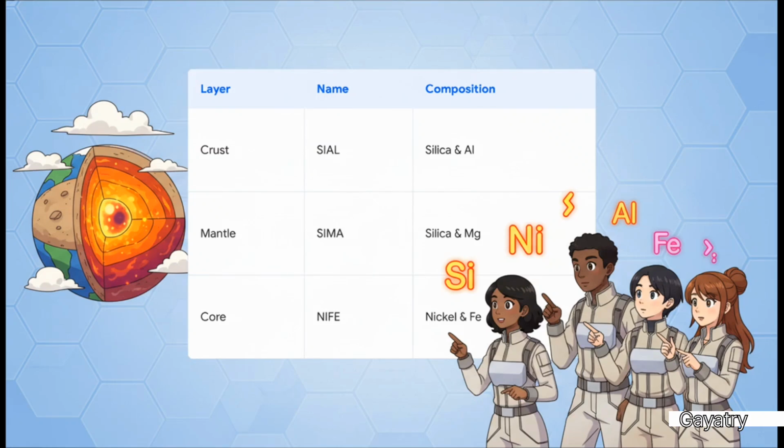Geologically, this is known as SIAL because it's packed with lighter silica and aluminum. Then, right beneath that is the mantle, or SIMA, which is made of much denser silica and magnesium. And finally, sitting at the very center of it all, we hit the core, or NIFE, made of incredibly heavy nickel and iron. The big takeaway here is the simple but absolute rule. The Earth gets significantly denser the deeper you go.